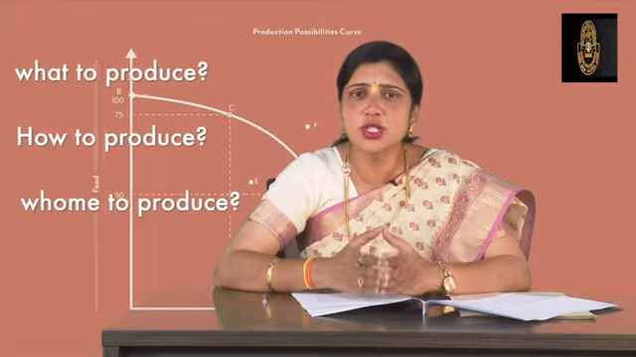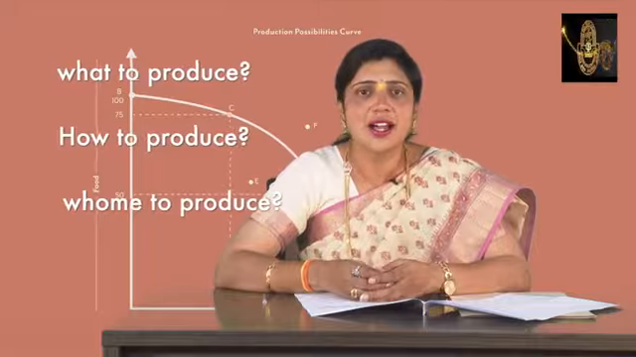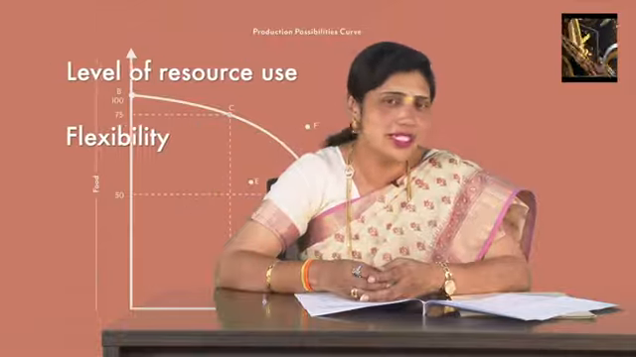Samuelson highlights three basic fundamental problems which may be called what to produce, how to produce and for whom to produce. We may add two other problems, namely level of resource use and flexibility. There are a number of desirable economic goals which every economy must strive to reach. These include achieving a high level of employment, price stability, equitable distribution of income and economic growth.